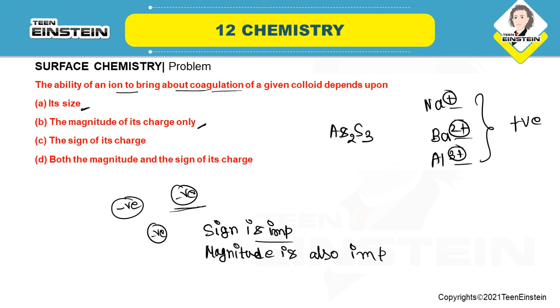So which option will be correct? Both the magnitude and the sign of its charge, option D.